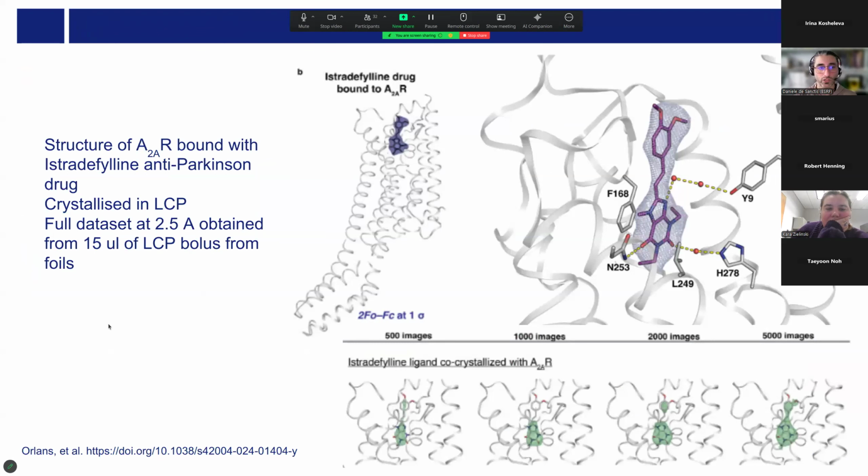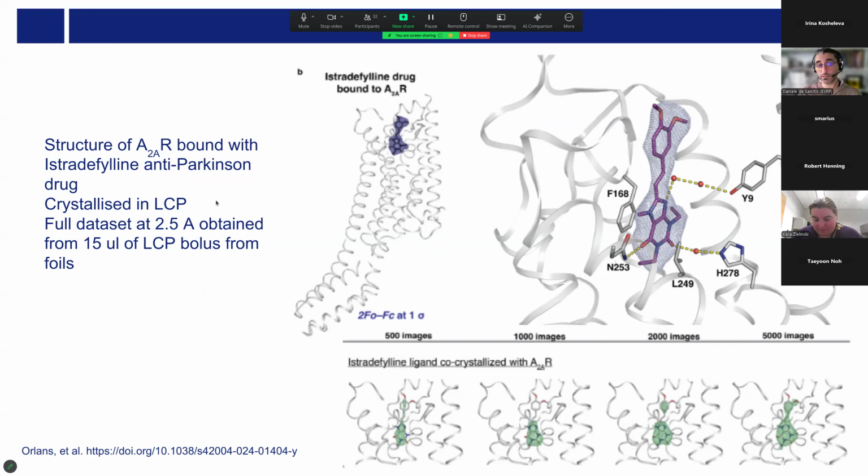And this was the structure of the GPCR, the A2A adenosine receptor, which has been crystallized in a collaboration with the group of Guillaume Lebon from the CNRS at Montpellier, in complex with istradefylline, a Parkinson's drug.